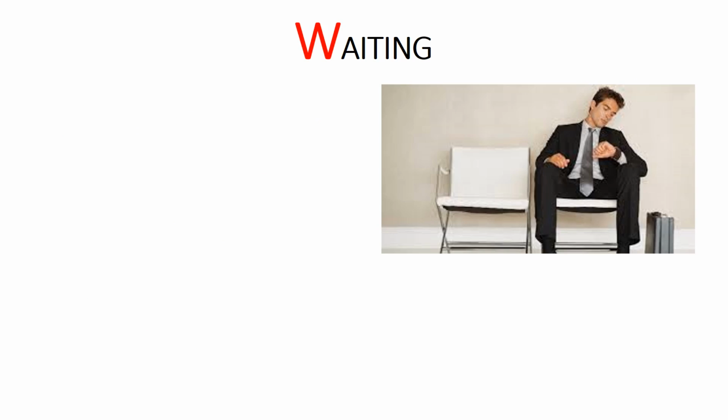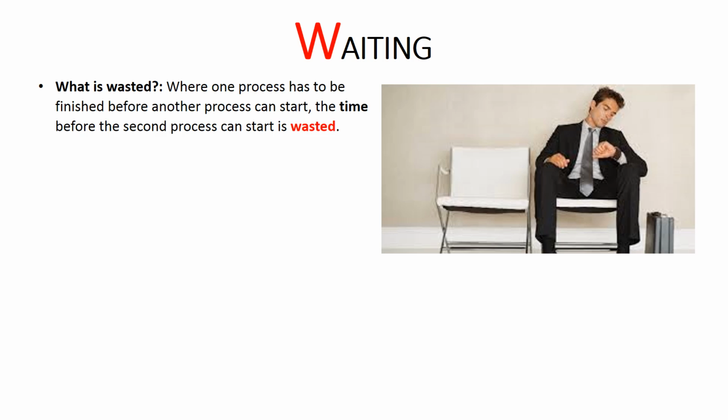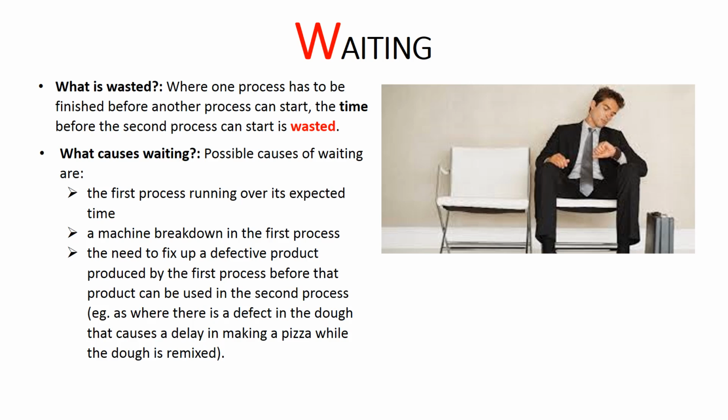The fourth area of waste identified by TIMWOOD is waiting. You can complete the last three columns of the table in your summary books by summarising in those columns the information that I'll put on this slide about waiting. First, what is wasted? Well, where one process has to be finished before another process can start, the time before the second process can start is wasted. Second, what causes waiting? There are a number of possible causes of waiting. It may be that the first process runs over its expected time. Alternatively, there might have been a machine breakdown in the first process.